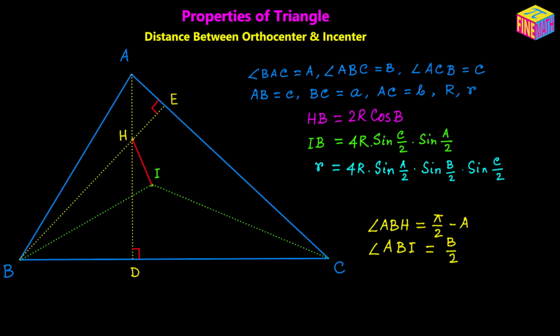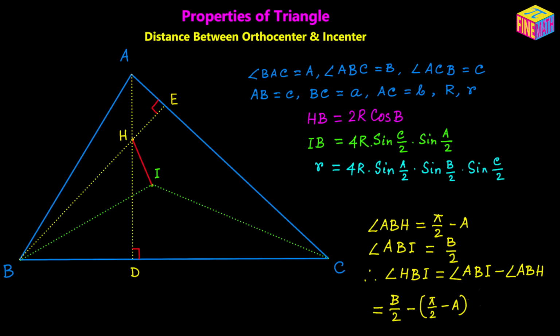And also if you think about the angle ABI, that will be half of the angle B because BI is the bisector of the angle B. So angle ABI will be B over 2 or half of B. And now if we subtract angle ABH from angle ABI, that will give us the angle HBI. So we can say that angle HBI is equal to angle ABI minus angle ABH.